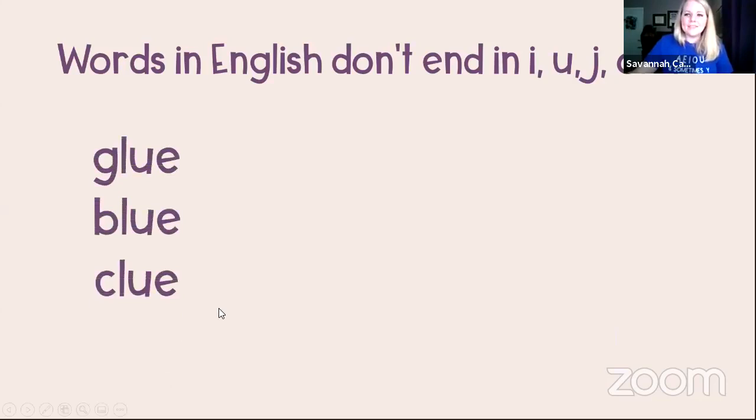So that's going to give you some insight into why words like glue and blue and clue are spelled this way. So yeah, we can teach UE represents you, but I think it's even more powerful to teach them that, hey, words in English can't end in a U. So if I'm trying to spell the word glue and I spell it G-L-U, I could say, we know that words in English do not end in U. What do we need to do? And we could add a silent E to the end.